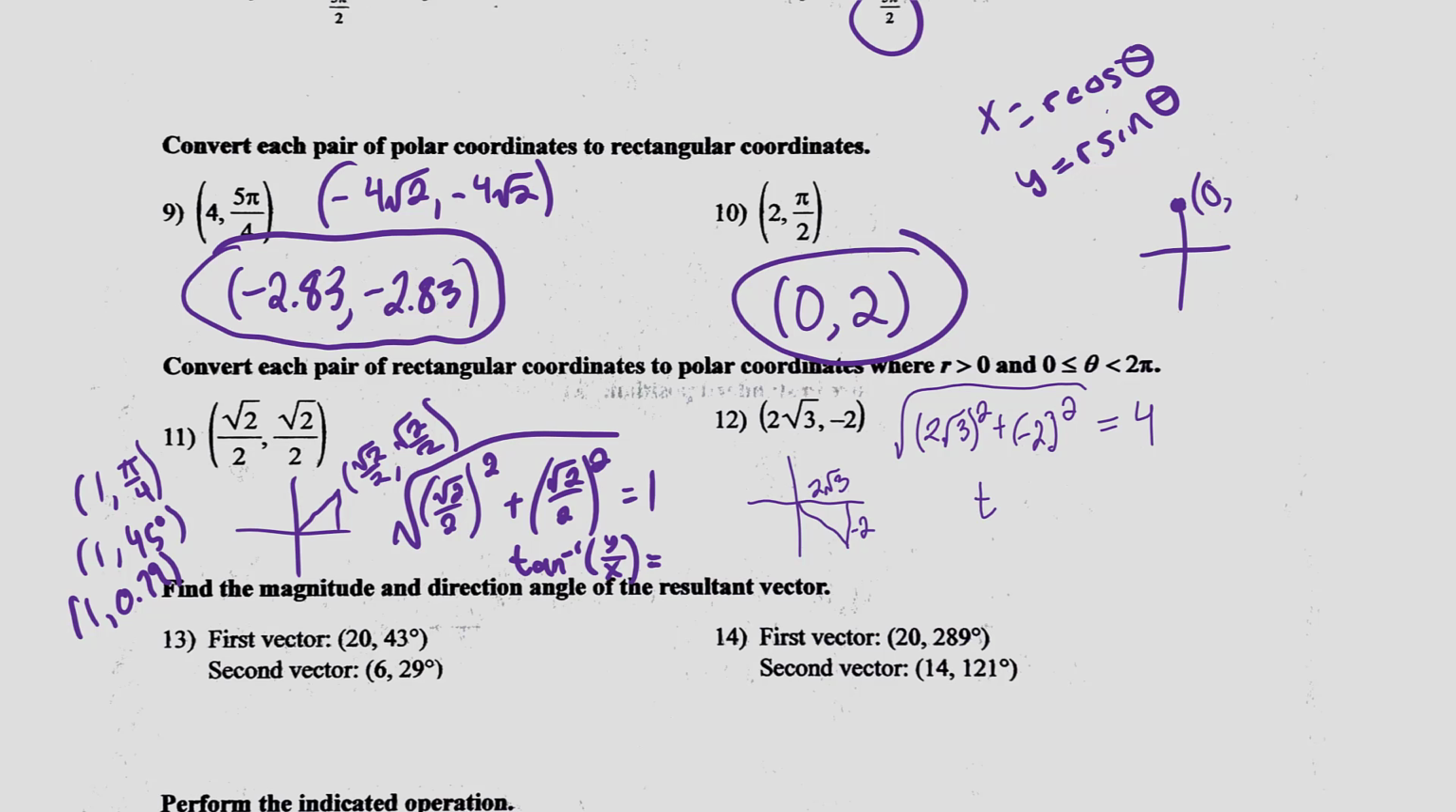For the angle, we do inverse tangent of negative 2 over 2 square root of 3. And this is actually going to give us a negative angle. The instructions say to have an angle between 0 and 2 pi. I'm fine if you want to put the negative angle, that's fine with me.